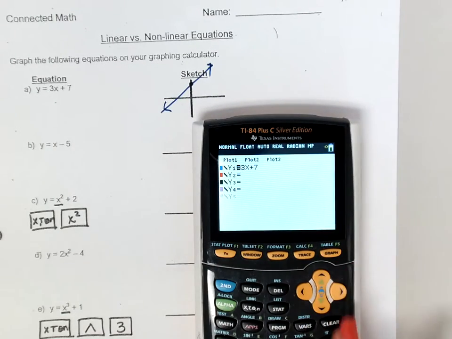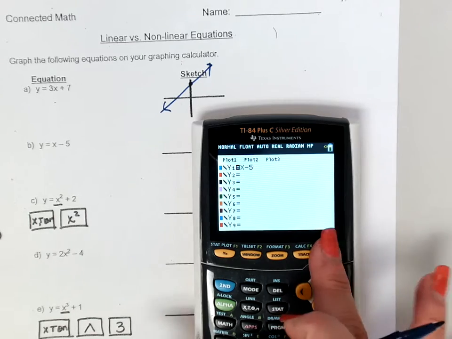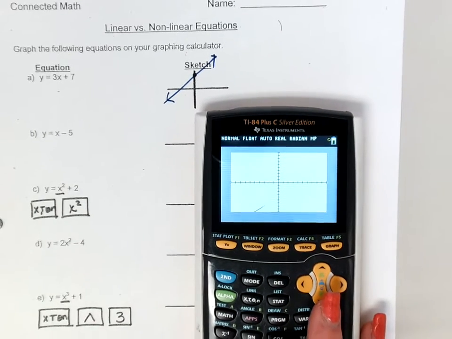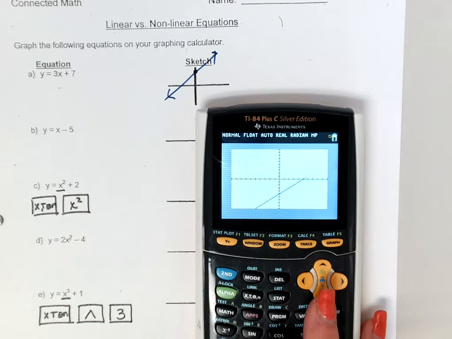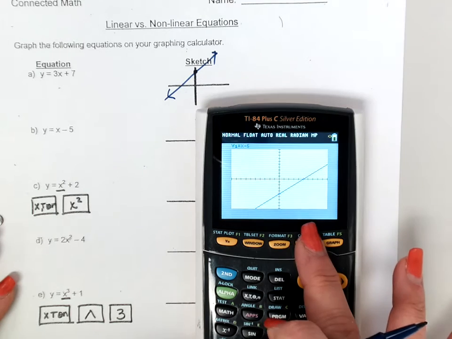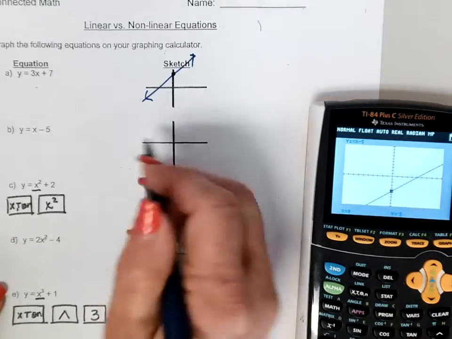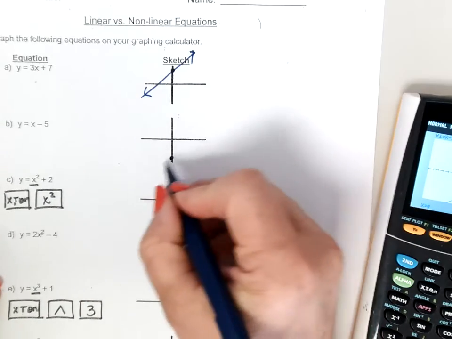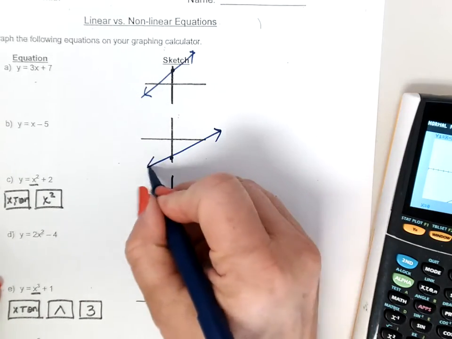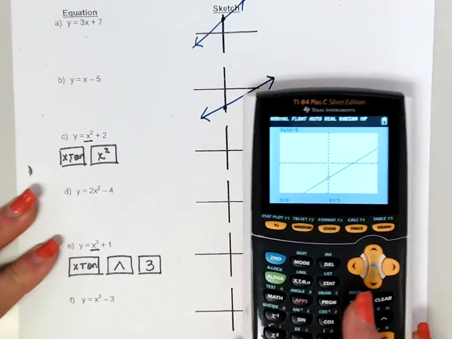Let's go to y equals, hit clear. Type in x minus 5. And again, if it's too fast, just hit pause while you're doing it. x minus 5. So if I hit trace, it's at 0, negative 5 down here, and it goes like that. Another straight line. Okay.